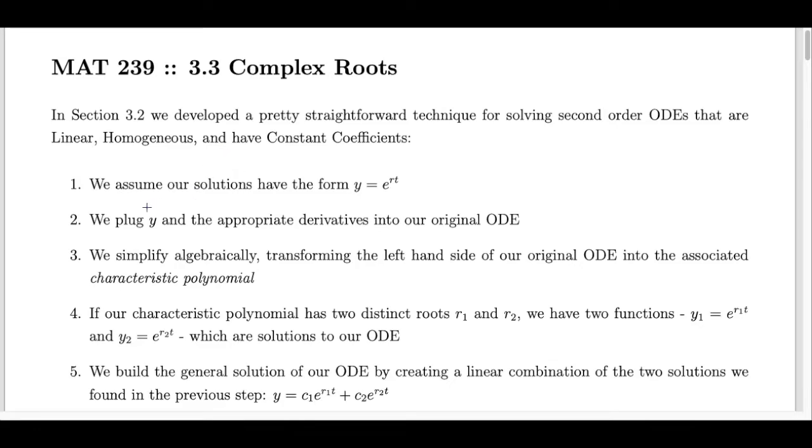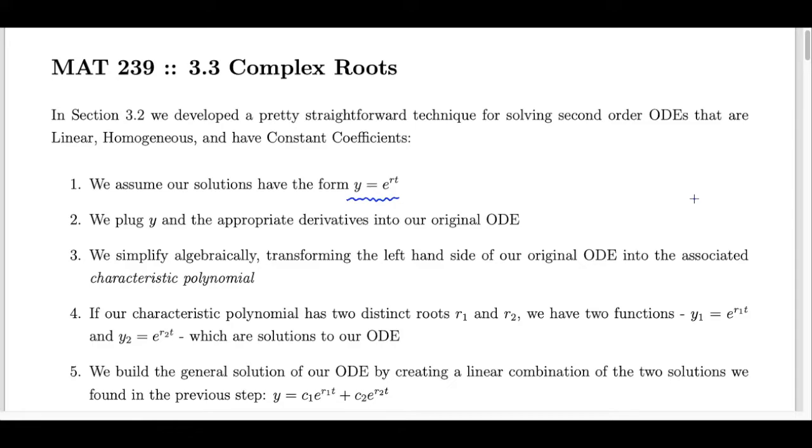So here we've got sort of a 5-step process. I just want to talk through this real quick. Step 1, we assume our solutions have the form y equals e to the rt. Step 2, we plug y and the appropriate derivatives into our differential equation. Step 3, we do some algebraic simplification.